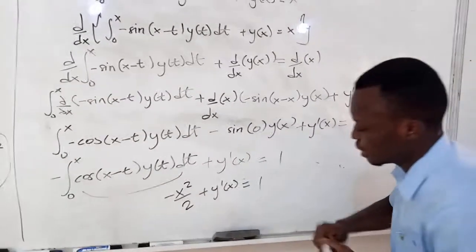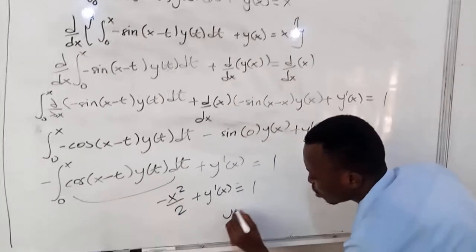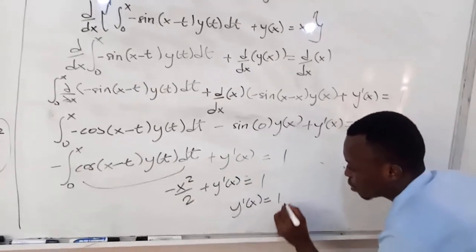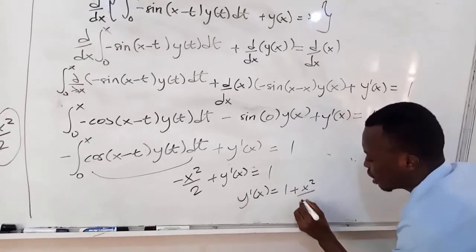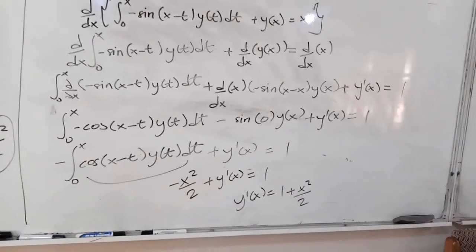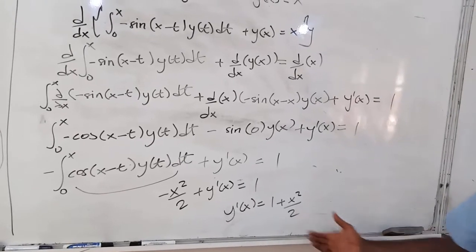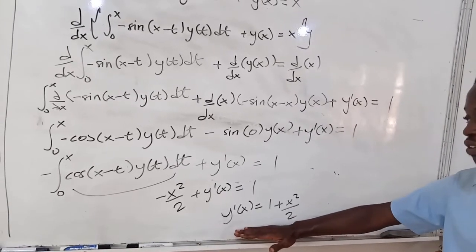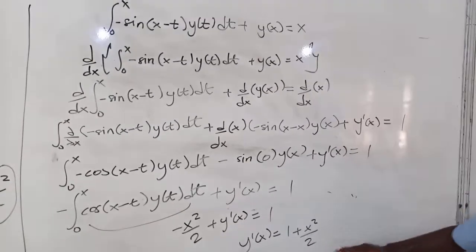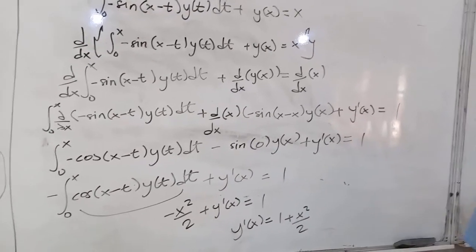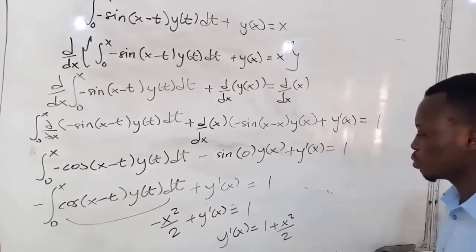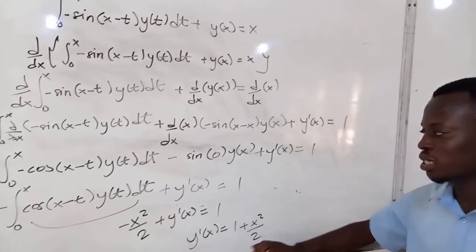So let's rewrite this in a nice way. It is the same as y prime of s equal to 1 plus s squared divided by 2. So this is an ODE. This is the differential equation we are looking for. Now, since it's a differential equation, we need to add initial conditions to it. To get our initial conditions, since we have y prime, we need to get initial conditions of what?